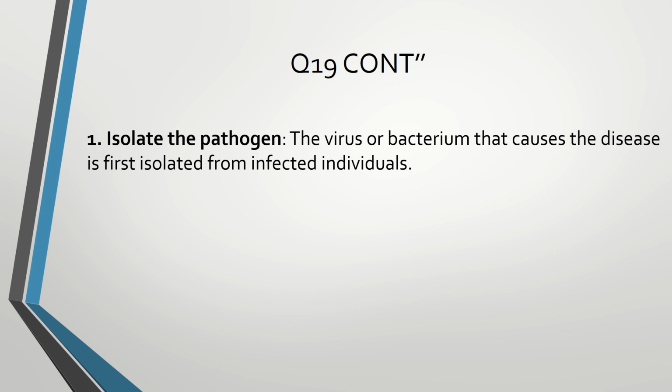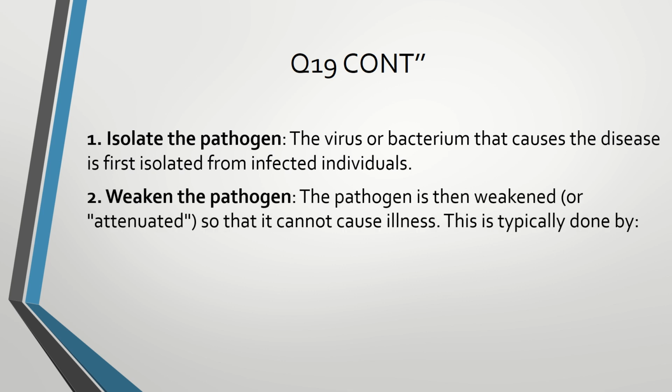After isolation of that pathogen, we have to weaken the pathogen. Weakening of the pathogen is also called attenuation of that pathogen, so it cannot cause the illness. How is the weakening of that pathogen done? First, there are two ways we can do it. Firstly, we can grow it in a non-human medium or grow it in laboratory conditions.